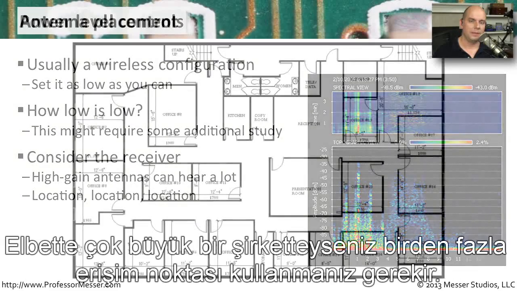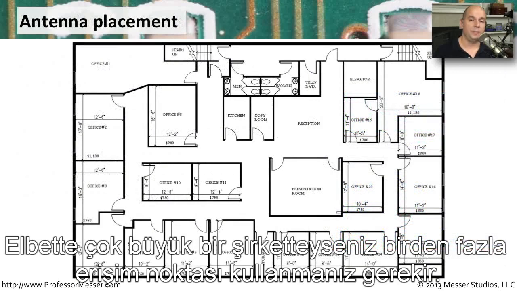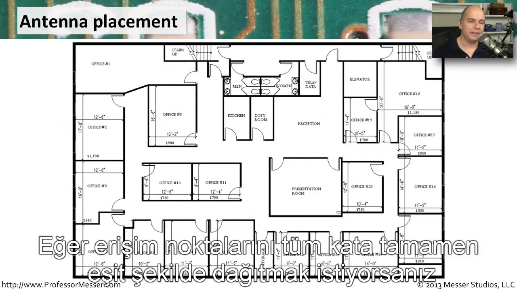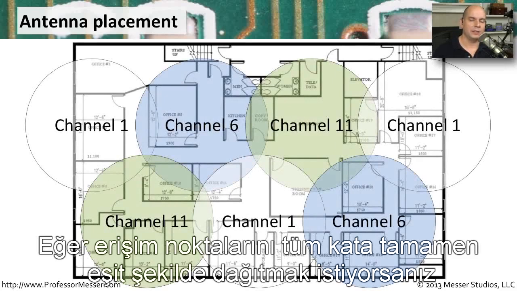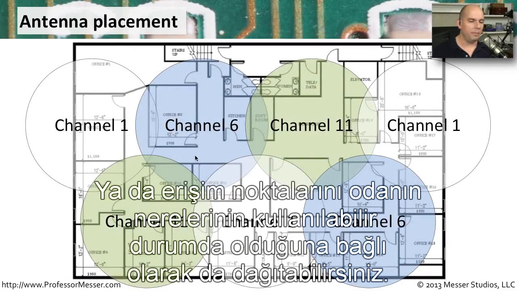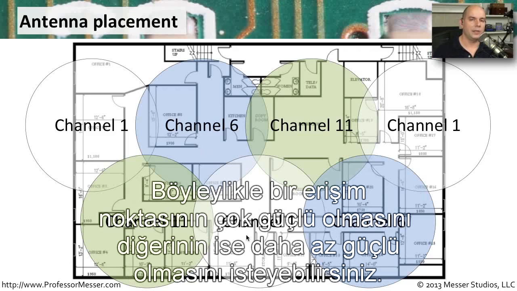Of course, if it's a very large environment, you may have to put multiple access points, so you may have to set different strengths depending on where the access points might be. If you're evenly distributing the access points across the entire floor, then maybe you can make them all the same signal strength. Or maybe the access points are in different places depending on what you have available in the room, so you might want to set some access points to have more power and other access points to have less power.